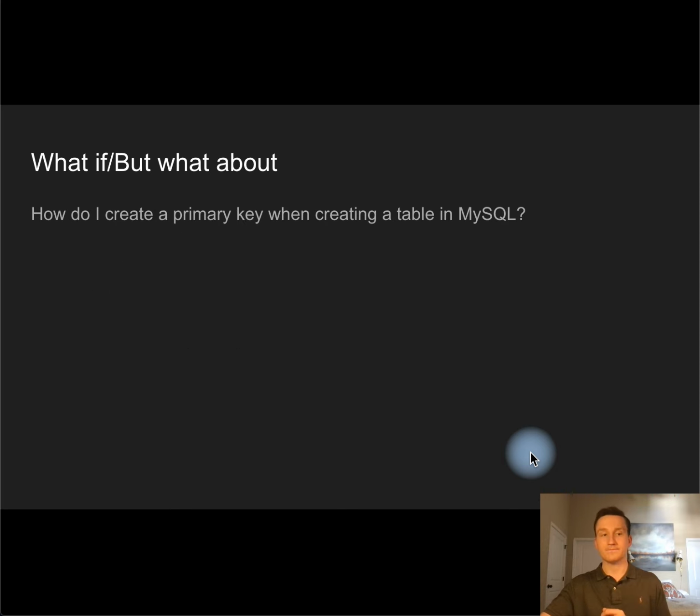So what if, what about? How do I create a primary key when creating a table in MySQL? The first way, use the PRIMARY KEY constraint when you first declare the column.